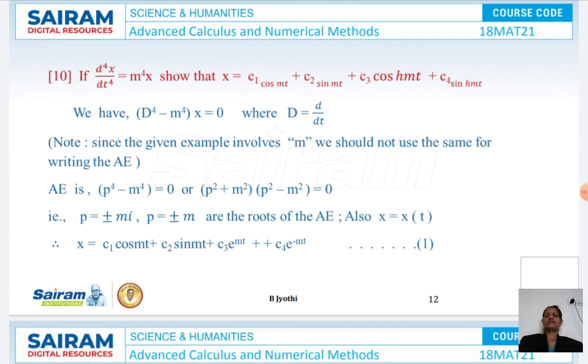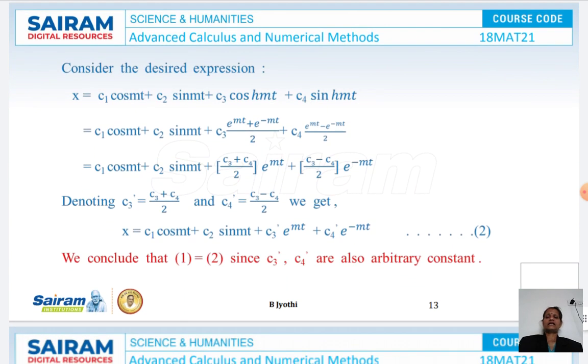Next question. d^4x/dt^4 = m^4 x. Show that x = c1 cos mt + c2 sin mt + c3 cosh mt + c4 sinh mt. We have (D^4 - m^4)x = 0. So the auxiliary equation will be p^4 - m^4 = (p^2 + m^2)(p^2 - m^2). So p will be plus or minus mi, and p will be plus or minus m. Therefore, x = c1 cos mt + c2 sin mt + c3 e^(mt) + c4 e^(-mt).